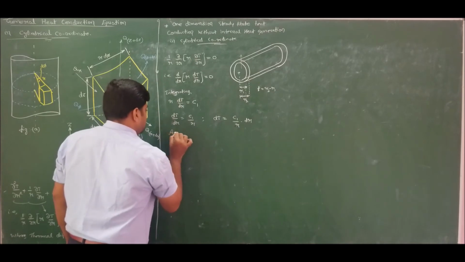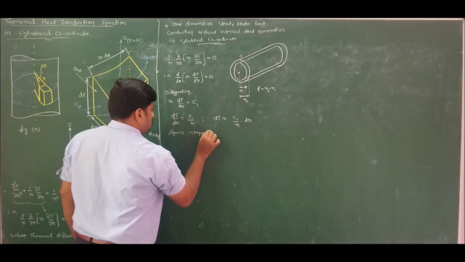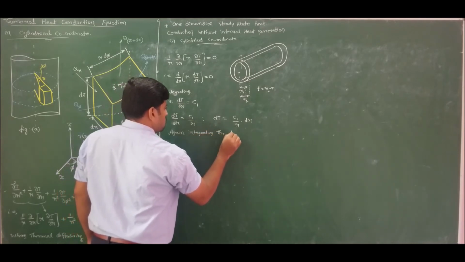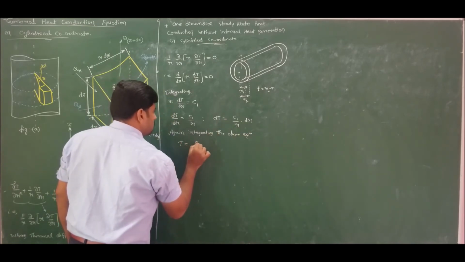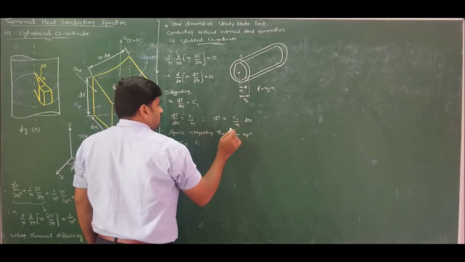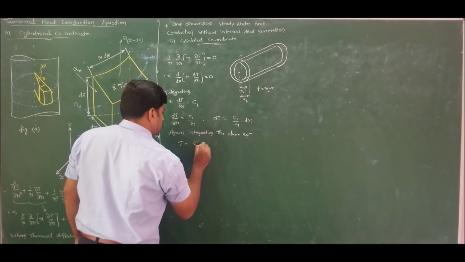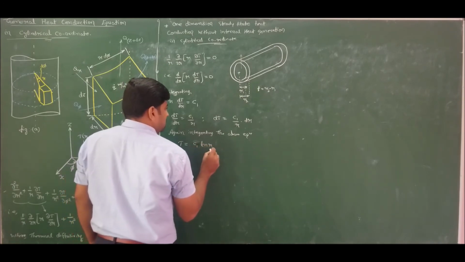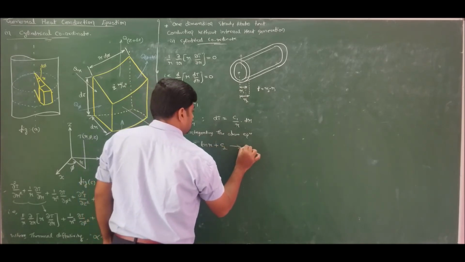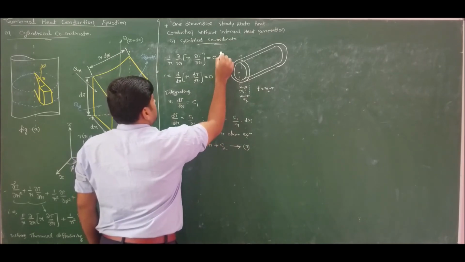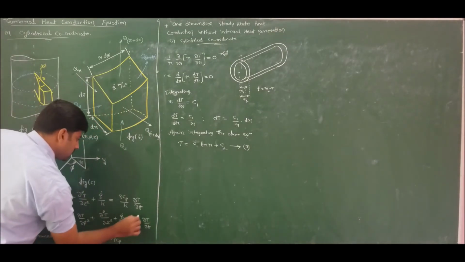Now again integrating the above equation, I will get temperature T is equal to, integration of 1 by r is ln r, so therefore it is c1 log base e r plus constant of integration c2. Let us take this as equation number 3 and this as equation number 2, whereas the basic equation is equation 1.